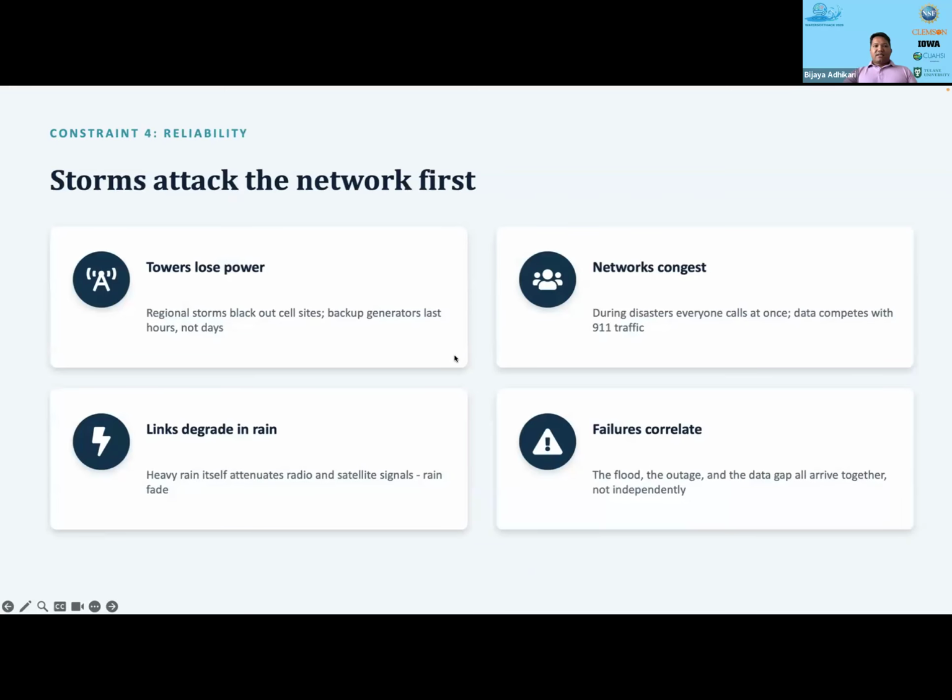Okay. So the next constraint that we want to talk about is reliability. The storms always attack the network first. At times engineers design for average network availability, but the sensor networks for hazards must work in the tail, in the conditions when there is a hazard. So in the 2008 Iowa flood, there was a big flood in Iowa. And in every major hurricane that has happened in the US, communication infrastructures have failed at the height of the event.